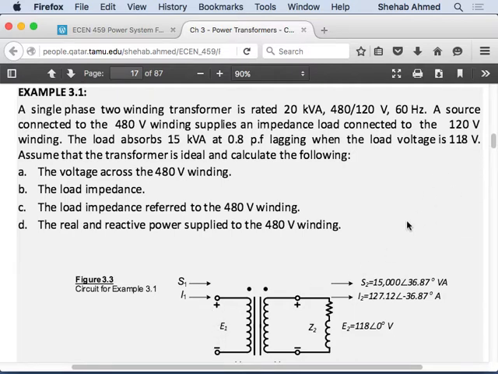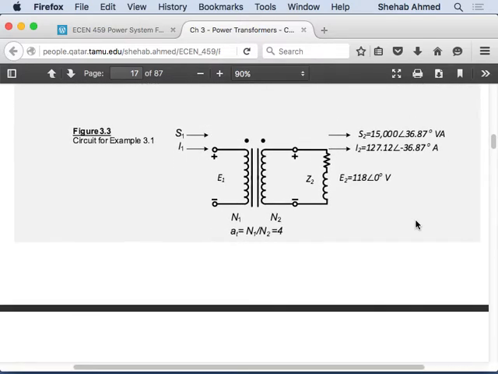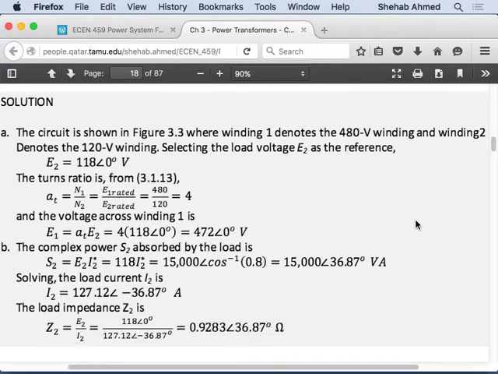That's from the power triangle that we drew. Because remember, this is an ideal transformer, so the real and reactive power on the primary side is going to equal the real and reactive power on the secondary side. We already calculated that from the power triangle, so there's no need to recalculate it. So let's see what the solution looks like.